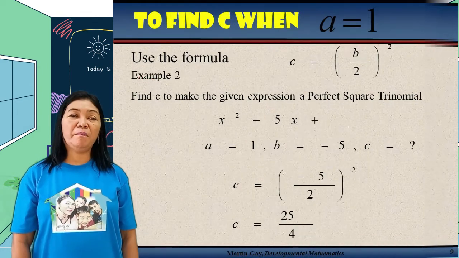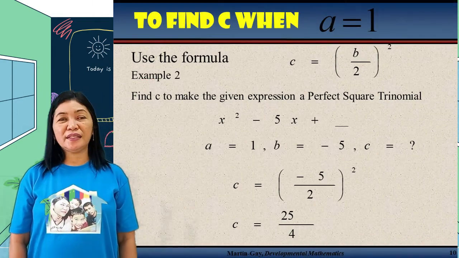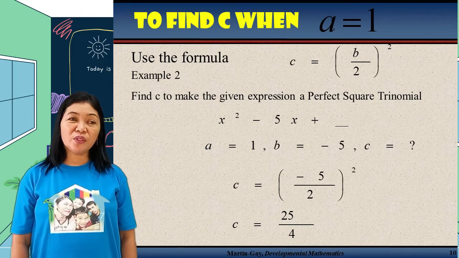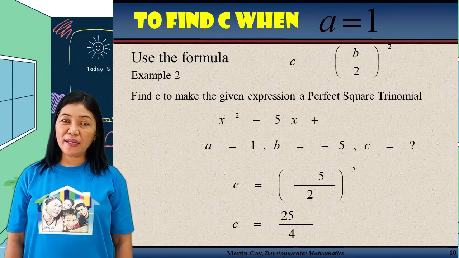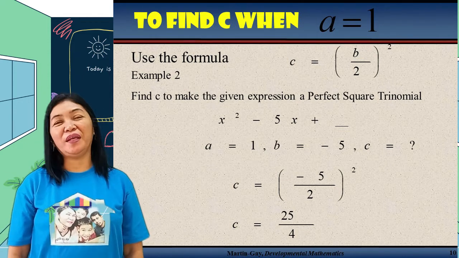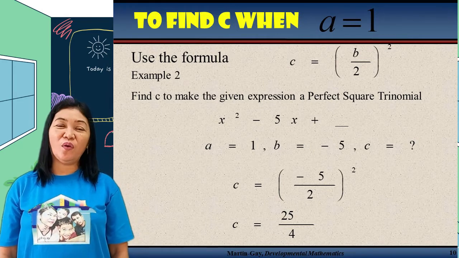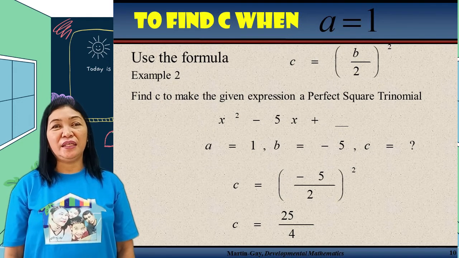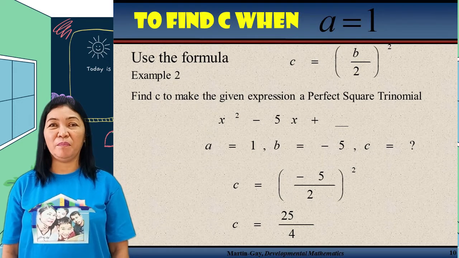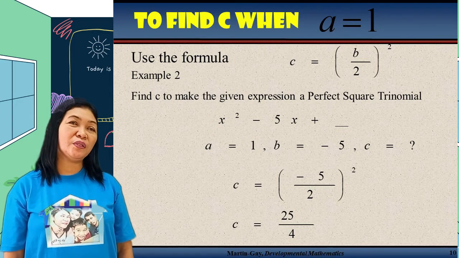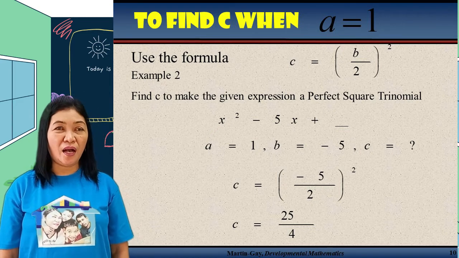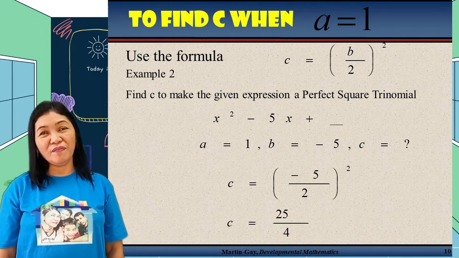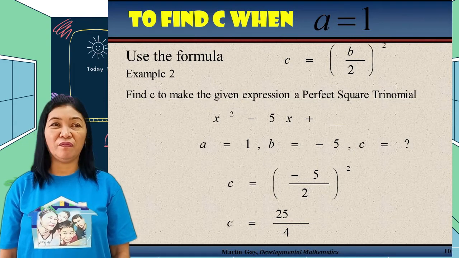In the second example, the given expression is x squared minus 5x plus blank. The values of a and b here are 1 and negative 5. Using the formula c equals the square of half of b and substituting b by negative 5, since the number is not divisible by 2, we may express our answer in fraction form. So we have negative 5 halves. Then square it, the value of c is 25 fourths.